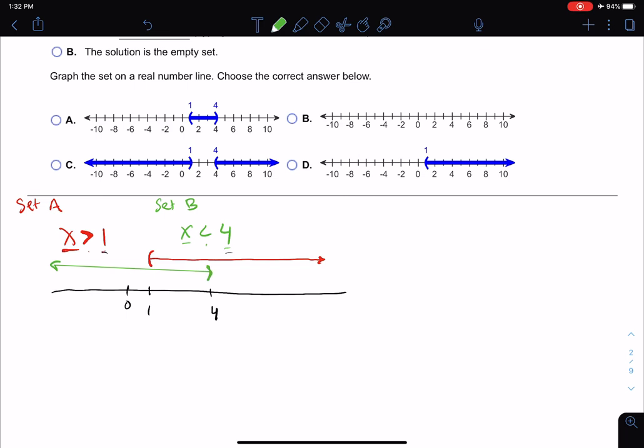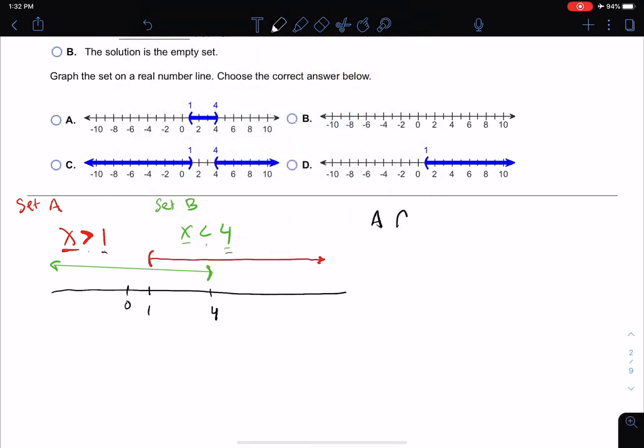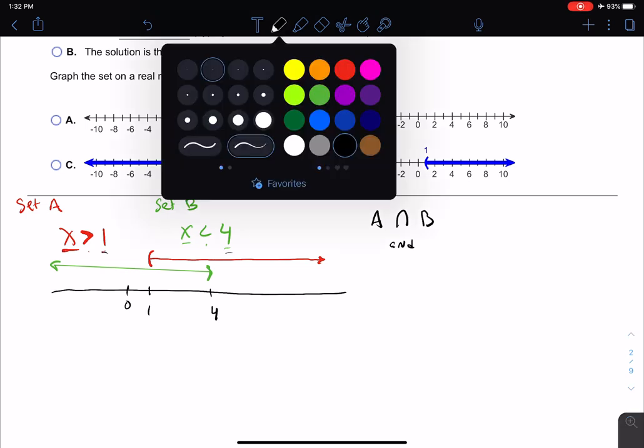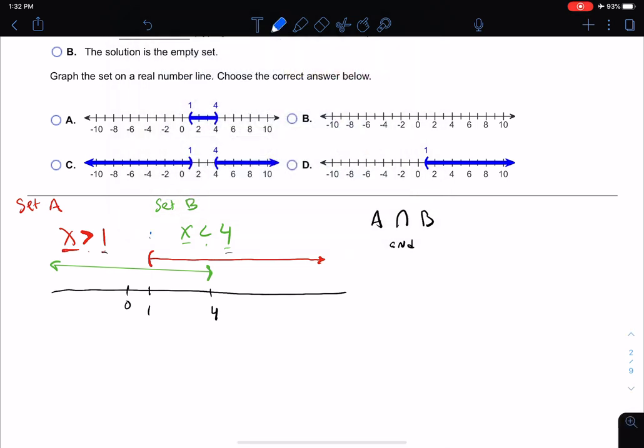not including 4. Now remember, the problem said it wants A intersect B. Another way is to use the word and. I'm looking for the numbers or the x values that are in A and in B. And we can see the answer is actually going to be, I'll go ahead and do it in blue like the book, I guess. But there's where we have red and green at the same time.